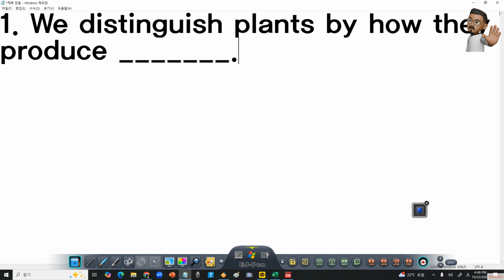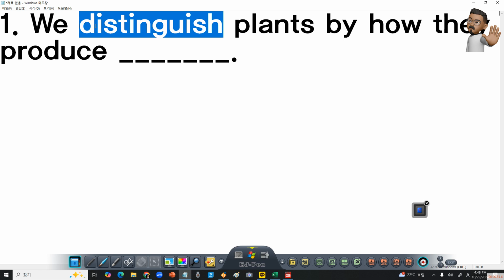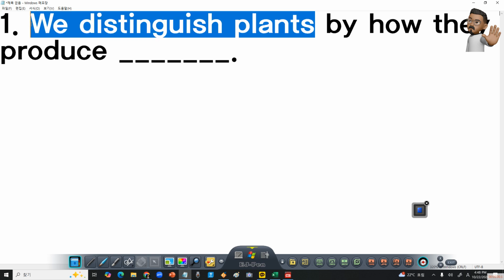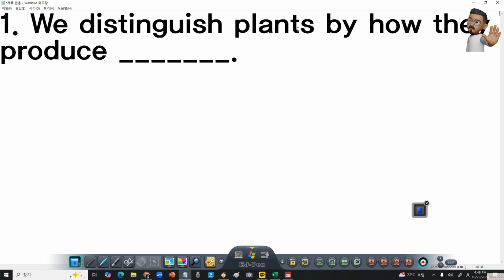Can anybody remember the word distinguish? Say everybody, distinguish. Distinguish means 구분하다. So we 구분하다 plants. How? By how they produce. 1, 2, 3, up! The answer is seeds. Actually, seeds. Who got it right? Who got it right?